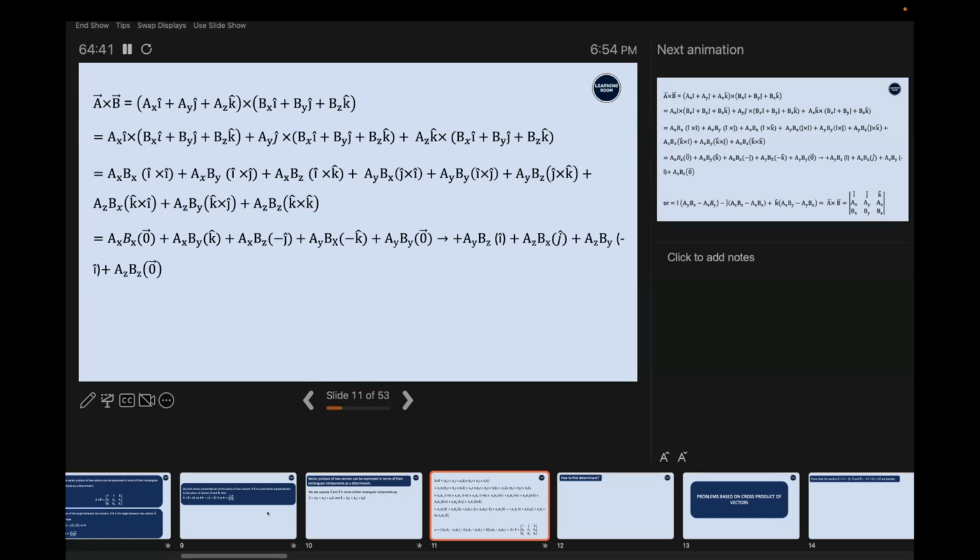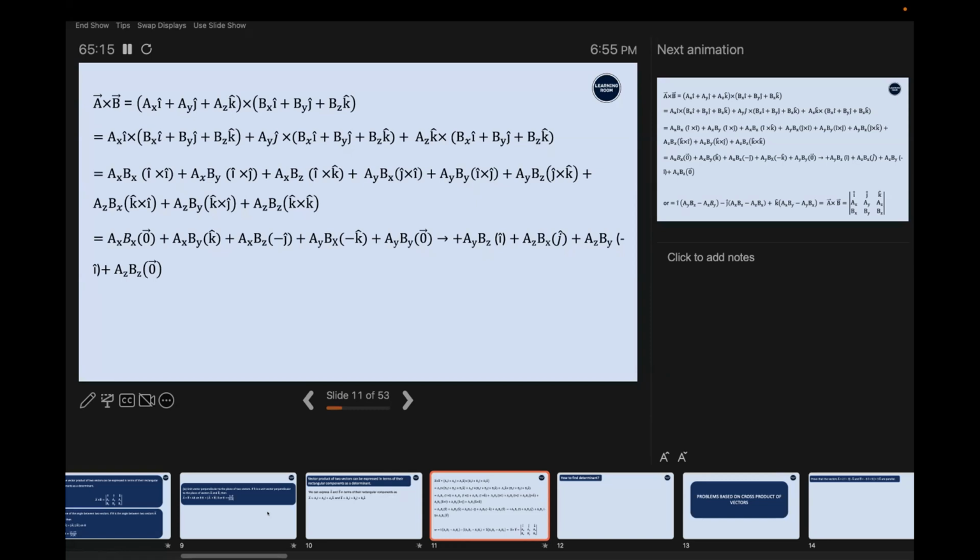If you have plus k cap, there you have xy. Ax by has plus k cap. Then ay bx will have a minus k cap. So ax by has a plus k cap, ay bx has a minus k cap. It follows symmetry. Similarly, ax bz has minus j cap, and az bx will have a plus j cap.